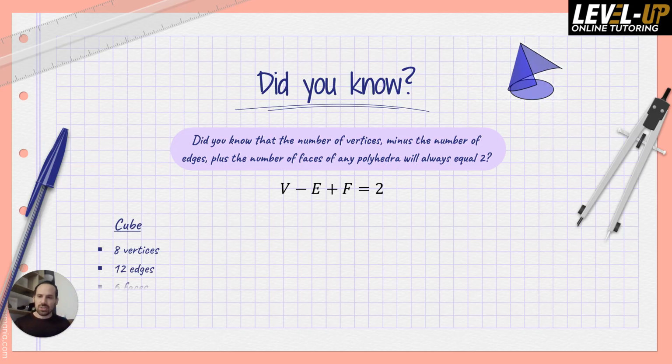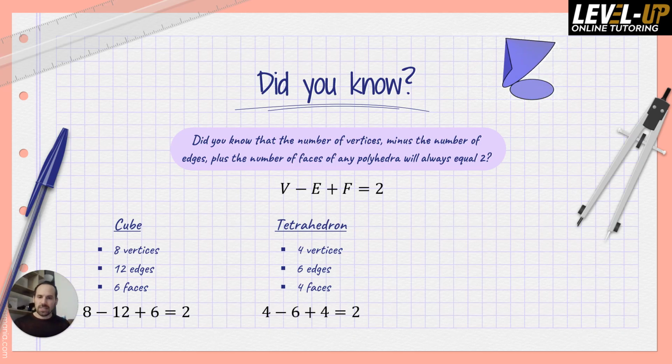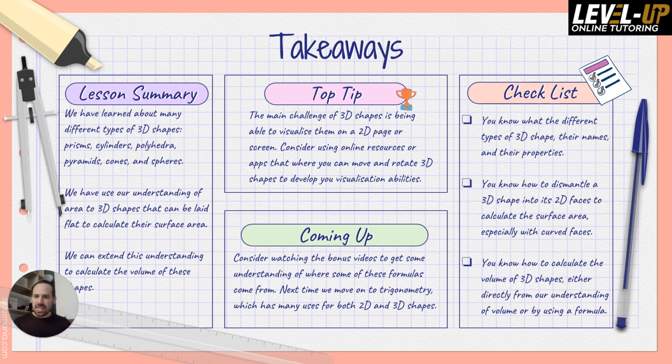And you can test this for a bunch of shapes. A cube has 8 vertices, 12 edges, 6 faces, which comes out to 2. A tetrahedron has 4 vertices, 6 edges and 4 faces, which comes out to 2. A hexagonal prism has 12 vertices, 18 edges, 8 faces, which still comes out to 2. And this is the same for every single polyhedron. So it's really simple, but an amazing result that just applies to any polyhedron you could possibly come up with. It's really, really interesting.